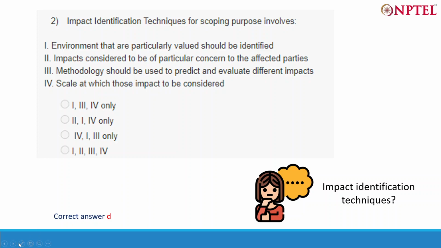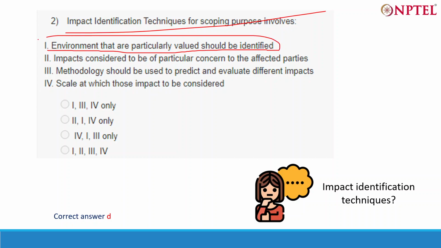Okay, so if we see this, impact identification techniques for scoping purposes: for scoping, the environment that is particularly valued should be identified. So the first thing we do is identify the environment which is actually valued. Whatever constitutes the neighborhood or vicinity of the project should be identified clearly, like air, water, or the ecosystem which is going to be impacted. Impacts considered to be of particular concern to the affected parties.